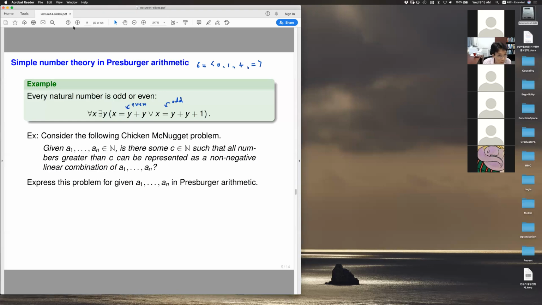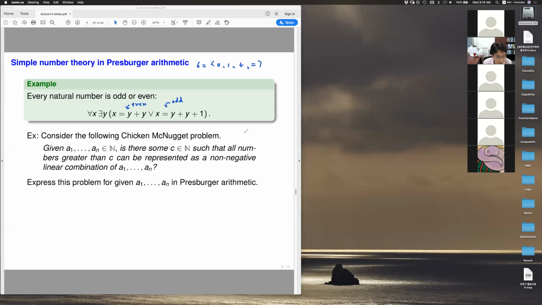So here's one exercise I want you to do. I think Ben called it the chicken McNugget problem, but I also heard it is sometimes called the Frobenius problem. This problem says the following. Given a1 up to an, which are all natural numbers and constants, we are interested in whether there is some natural number C such that all numbers greater than C can be expressed as a non-negative linear combination of a1 up to an.